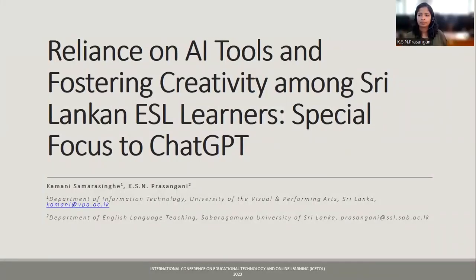Hi everyone. Thank you for giving us the opportunity to present our paper, Reliance on AI Tools and Fostering Creativity Among Sri Lankan ESL Learners, with a special focus on ChatGPT. I'm Kamani Samarasinghe, attached to the Department of Information Technology, University of Visual and Performing Arts. My colleague Prasangani is attached to the Department of English Language Teaching, Sabaragamuwa University of Sri Lanka. So let me present our presentation.